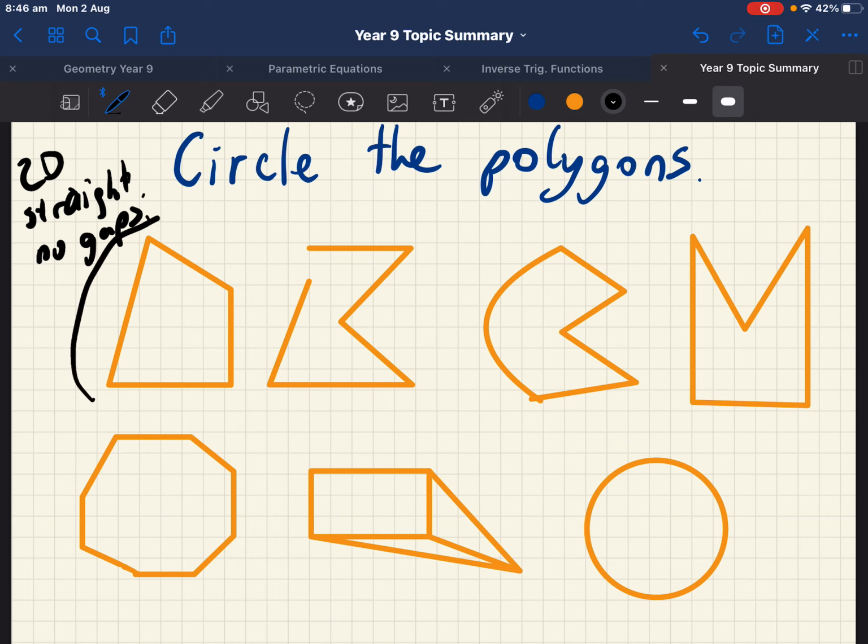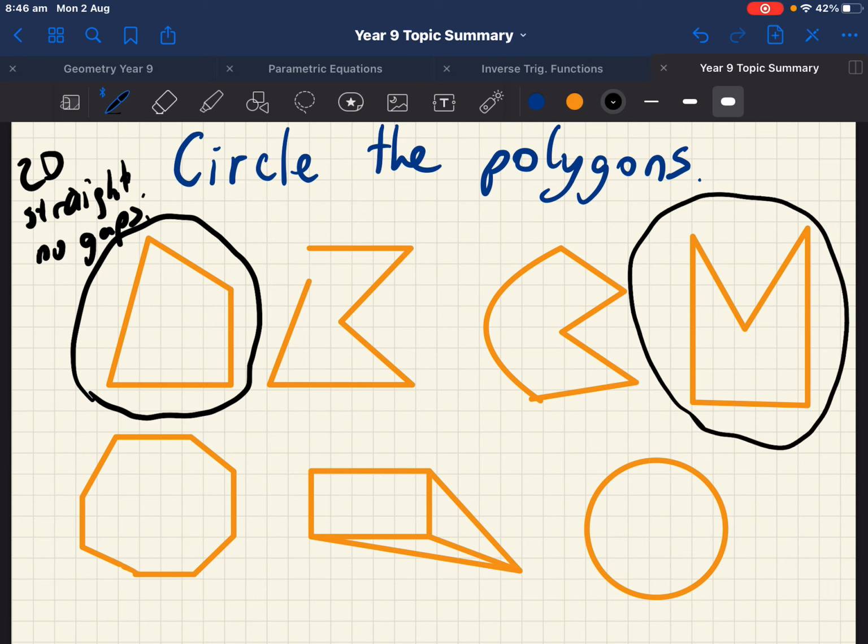Okay, so the first one was a polygon. The second one, unfortunately, has a gap. The third one has that curved edge. This one over here, we've got ourselves another polygon. Onto the second row, yes, we've got ourselves a polygon. This one here, all the edges are straight, there's no gaps, but it's three-dimensional, so that's not a polygon. And of course that last one has a curved edge. It's a circle, so it's not a polygon either. So there were three polygons there. So that's what a polygon is.